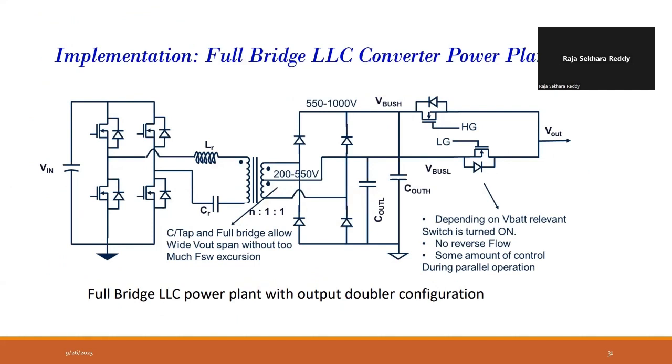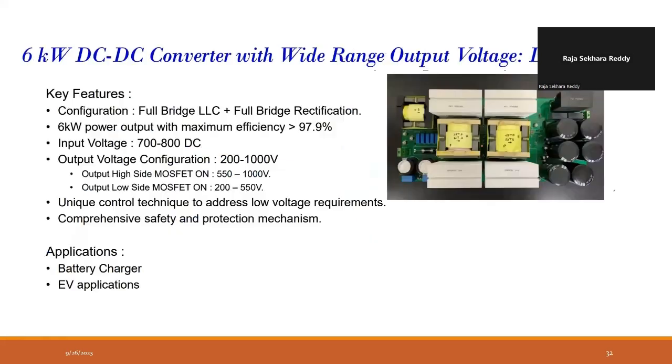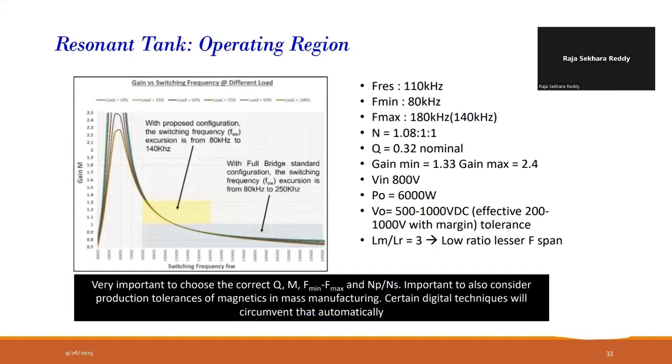Next, this is another configuration in which they can increase the output voltage range by using either this MOSFET or this MOSFET. That enables them to span a higher range of output voltage while making sure that the switching frequency does not vary much. This is the board which uses that logic.